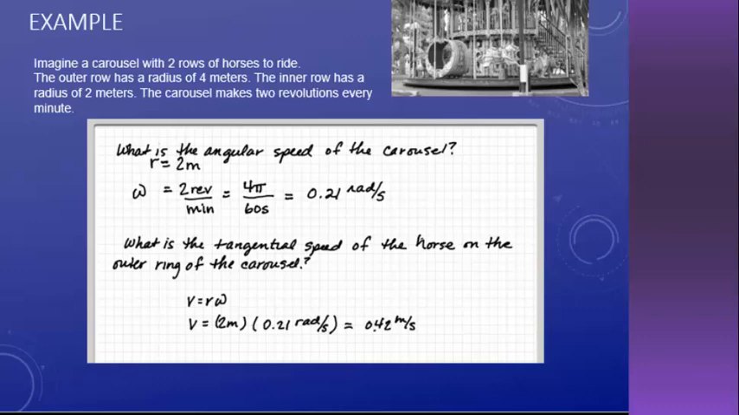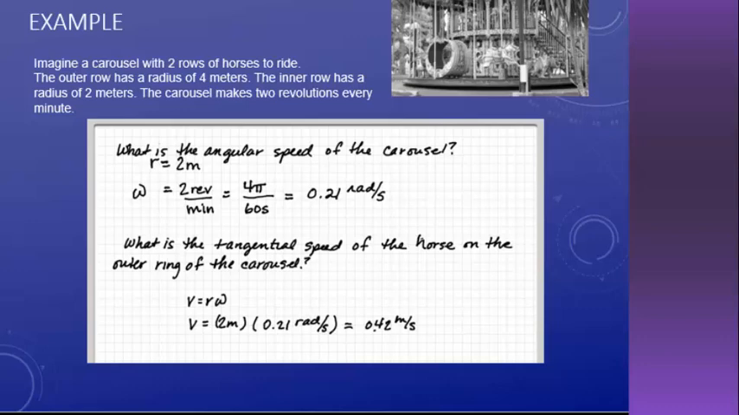But we need to change it into radians per second. So 2 times around a circle, 2 revolutions, is 4 pi. And 1 minute is 60 seconds. So when you do that math, you get 0.21 radians per second. So it's more of a conversion than an actual calculation in this sense.